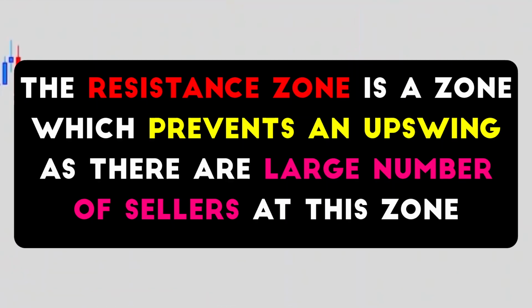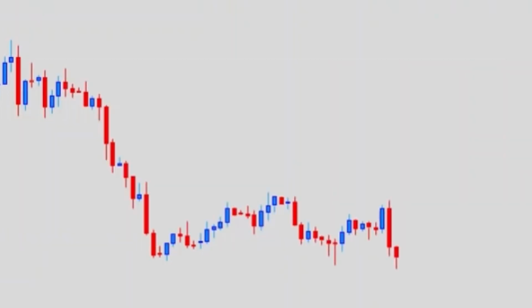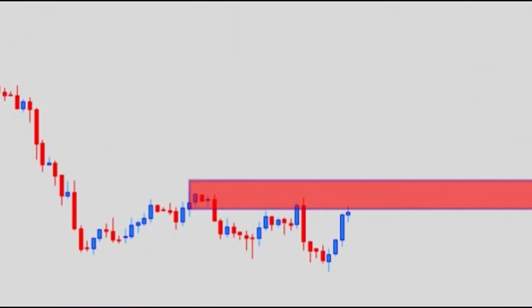And likewise, the resistance zone is a level that prevents an upswing due to the presence of a significant amount of sellers. The resistance zone is very useful during the bearish trend. Due to this, traders can achieve their aim of selling at a higher price and buying at a lower price, which in turn makes them profit.